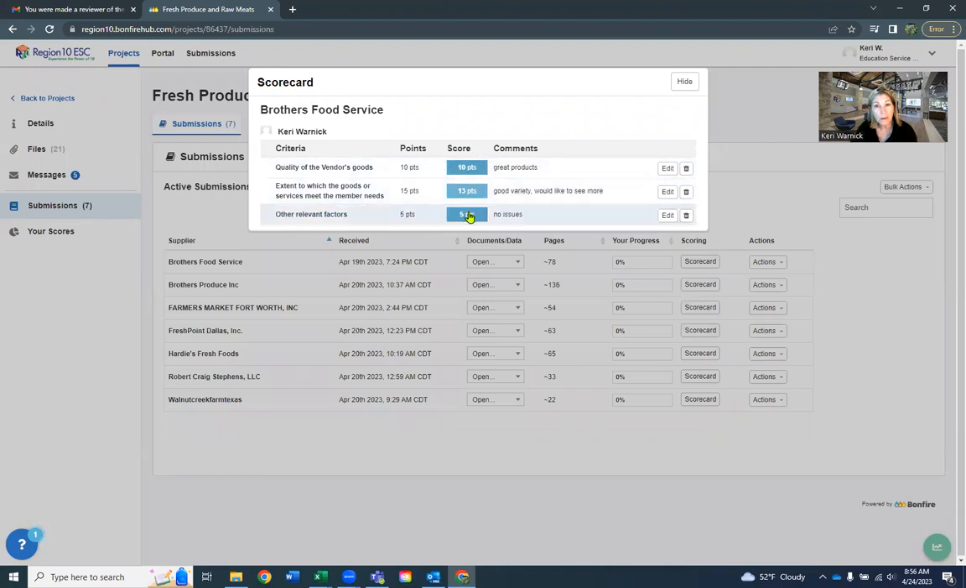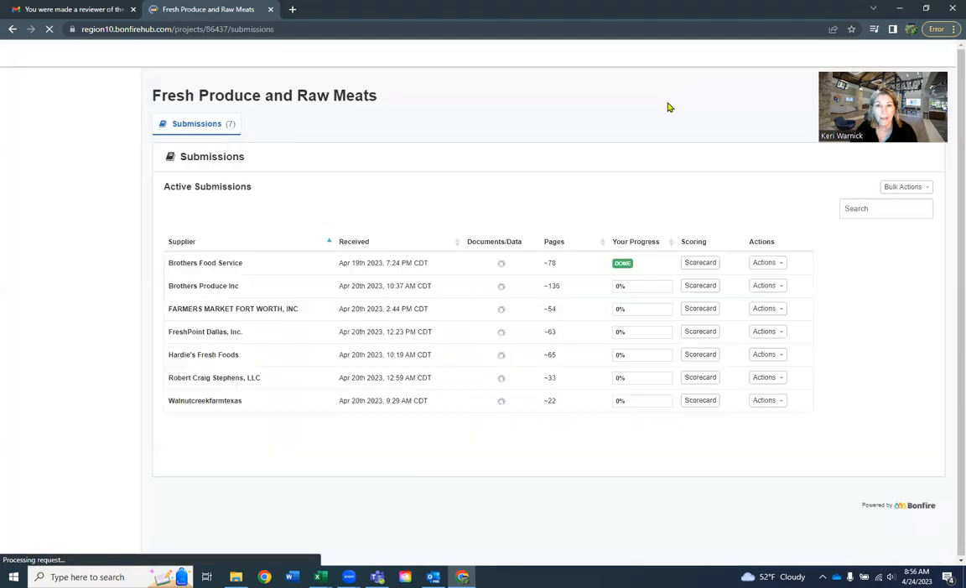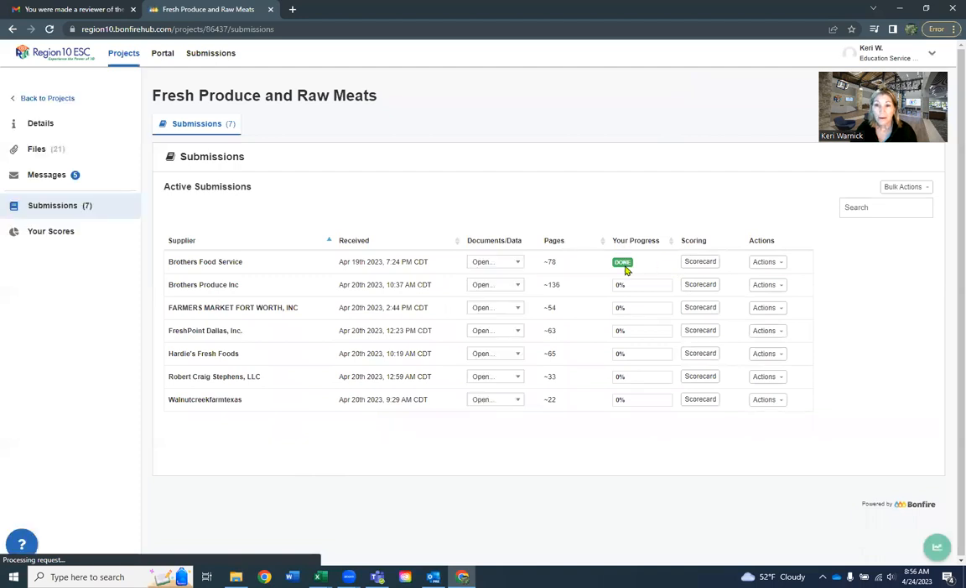I get to see the score I entered, my comments, and that's saved automatically. I simply click on hide, and it just means that goes away. And I'm back to the screen. And now look at my progress. Done.